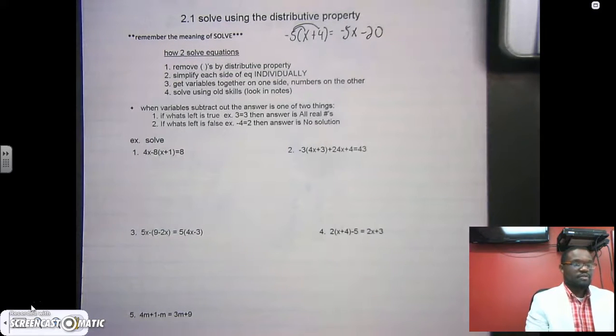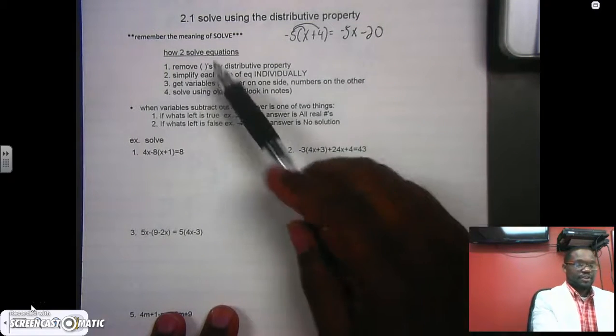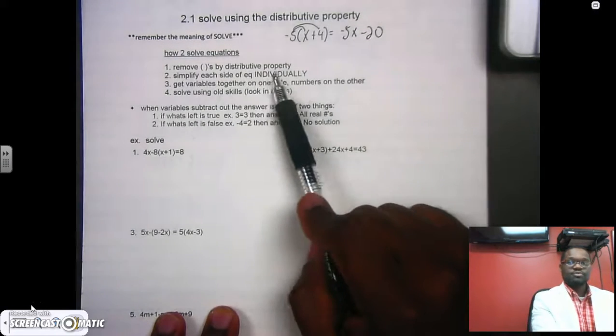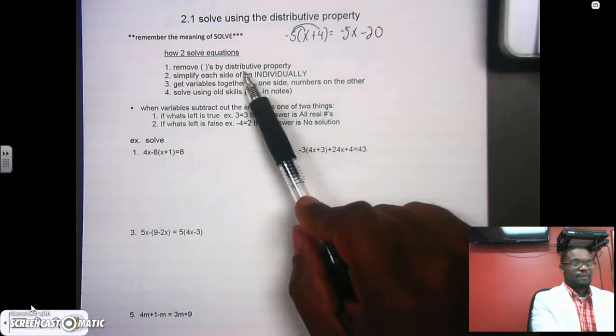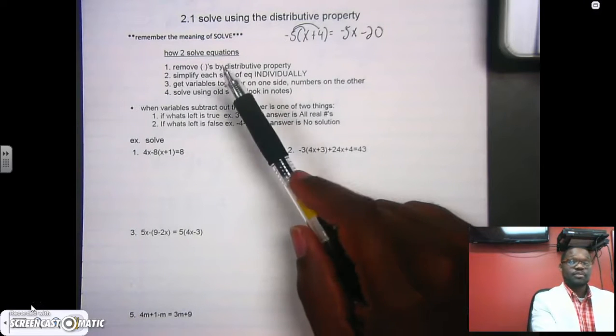Now remember, the meaning of solve means we're going to try to get the variable by itself. I cannot solve for a variable if it's locked inside parentheses, so I need to make sure that I remove it from the parentheses. And so we're going to follow this pattern here. If we have any parentheses, we're going to remove those first based on what's directly in front of the parenthesis. Remember that, directly in front, meaning what is right next to the parenthesis.